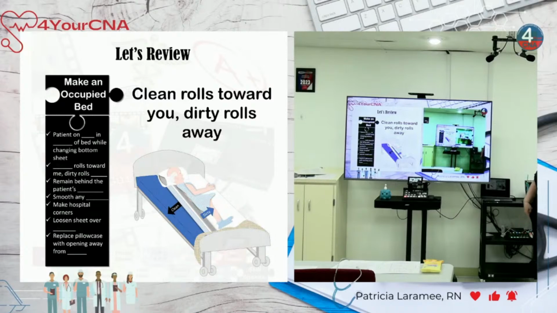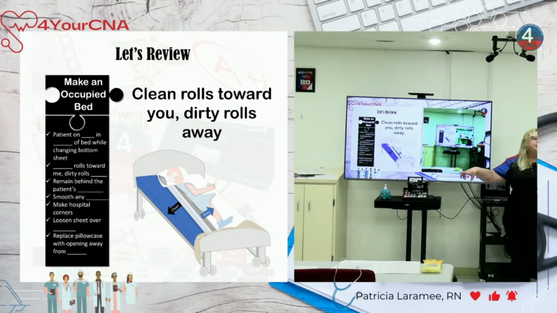Okay, we also learned make an occupied bed. Clean rolls toward you, dirty rolls away. So you just want to change the bed a half at a time. So you're going to take the dirty sheet, roll it toward the patient, put the clean sheet on the bed. What do we want to minimize? Try to make sure there aren't very many wrinkles. Very good. So we're going to take the clean sheet, roll it toward us, stuff it underneath that dirty sheet, and then roll the patient over, go around to the other side of the bed, do it all again. And that's how we change a sheet with somebody still on the bed.